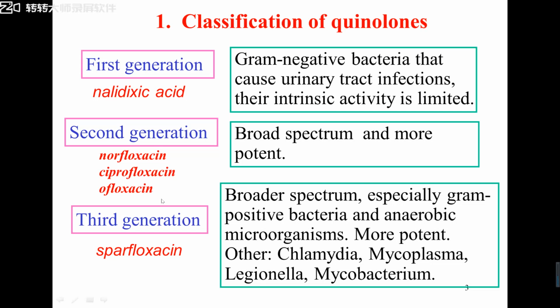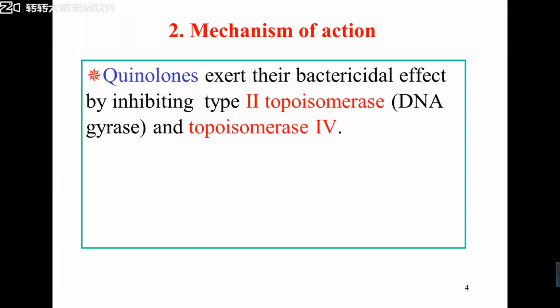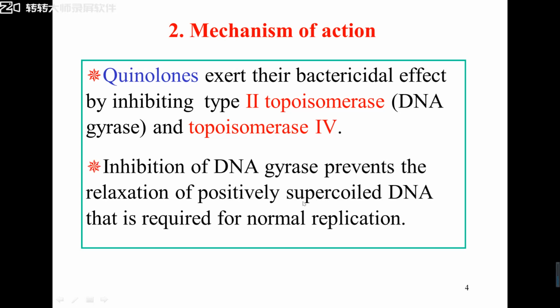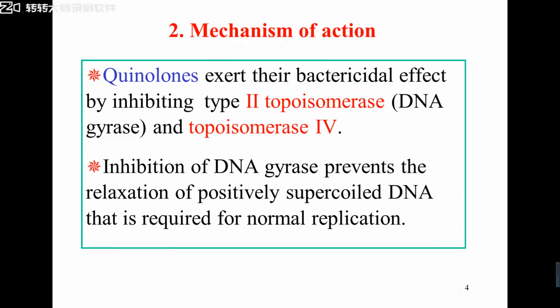So, quinolones. Let's study the drugs. The prototypical agent is ciprofloxacin. Chinese name is 环丙沙星. The mechanism of action: quinolones exert their bactericidal effect by inhibiting type 2 topoisomerase, DNA gyrase, and also inhibiting topoisomerase 4, and then inhibit bacterial DNA synthesis. Inhibition of DNA gyrase prevents the relaxation of positively supercoiled DNA that is required for normal replication. We studied the total mechanisms at the beginning of antibiotics, and we have studied that quinolones inhibit bacterial DNA synthesis.